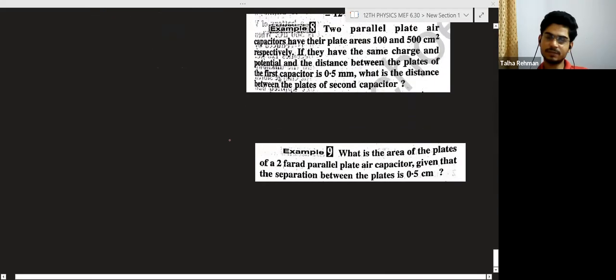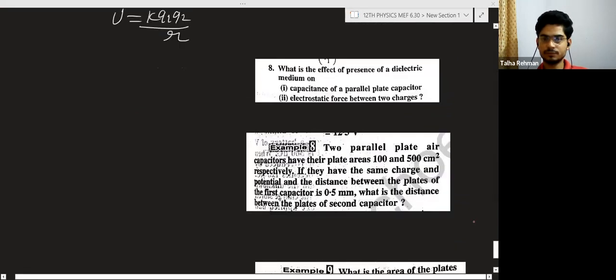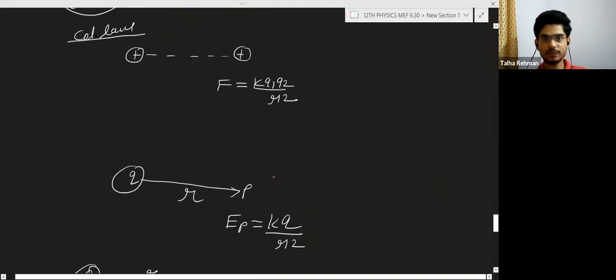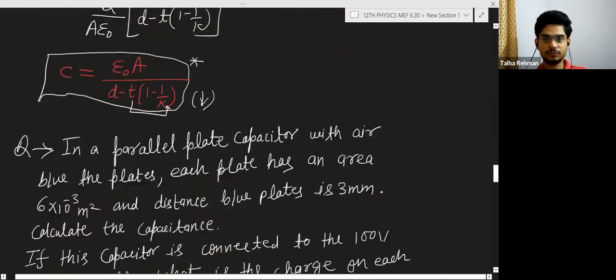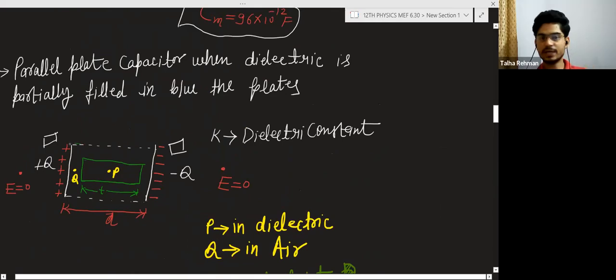So let's leave this and I am moving forward. So we have completed this question. Yes, sir. Parallel plate capacitor with dielectric partially filled between the plates.